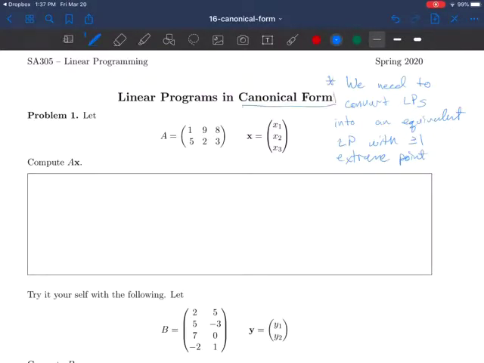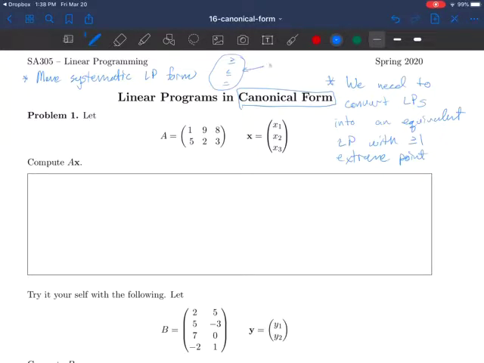The other reason why we want to do canonical form, which is going to be the form we're going to convert it into, is that we want a more systematic LP form. Because right now, we have the ability to have greater or equal to, less than or equal to, equality constraints. It's too much for us to have a systematic way to look at it. I mean, you could look at it this way, but it'd be very complicated.